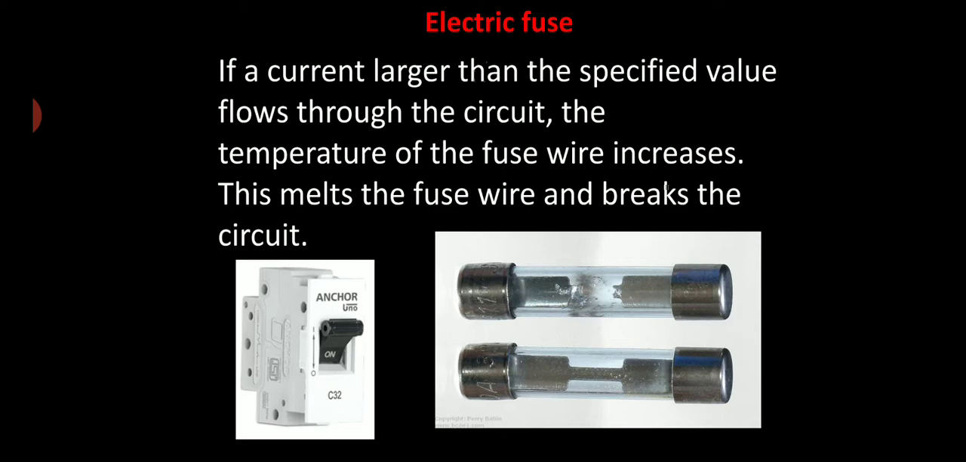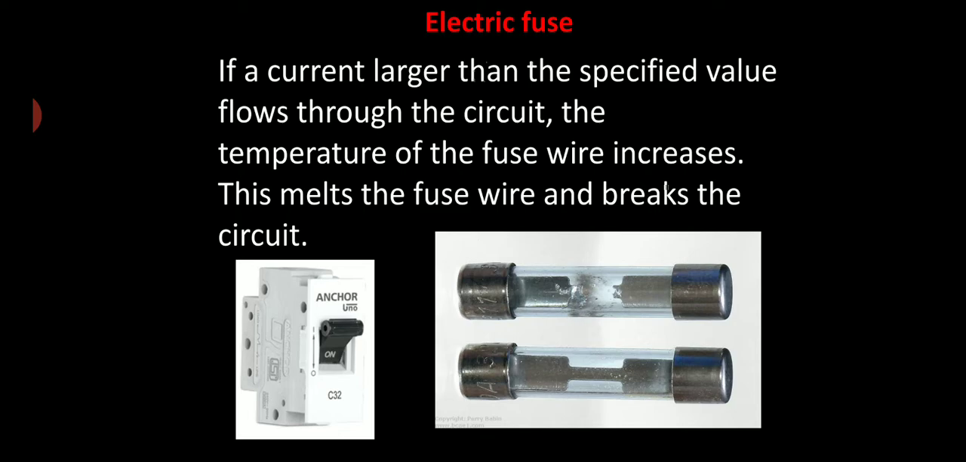So how does it prevent damage to the appliances? When a current larger than the specified value flows through the circuit, the temperature of the fuse wire increases and it melts the fuse wire and finally breaks the circuit. This is the working of an electric fuse, and it also protects the circuit from overloading.